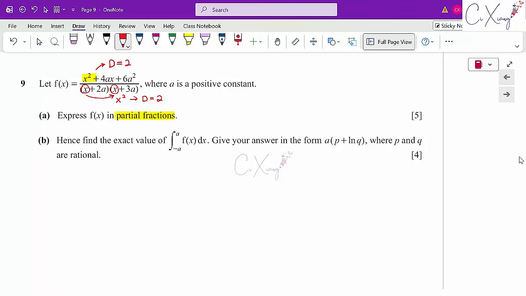So when you're having an improper fraction, you might need to change your function into a proper fraction first before you can make it into the partial fraction. All right. Okay, so first of all, we need to apply long division first. Okay, so I'm having x squared plus 4ax plus 6a squared. Okay, so it will be our polynomial here, x squared plus 4ax, then plus 6a squared. And then for the denominator, let us expand it. If we expand it correctly, we will be getting x squared plus 5ax, then plus 6a squared.